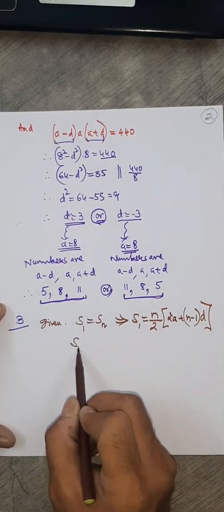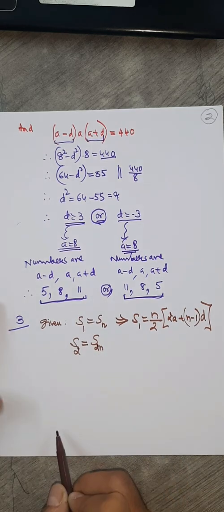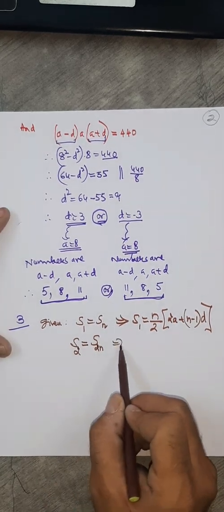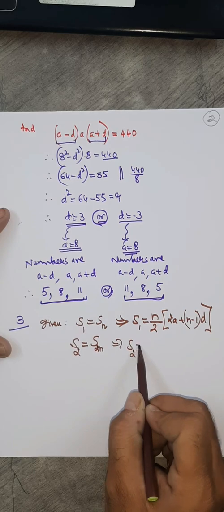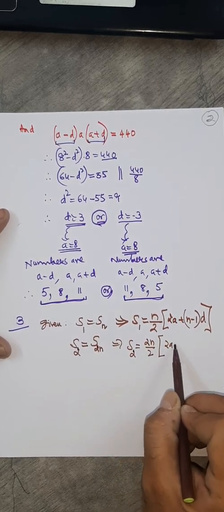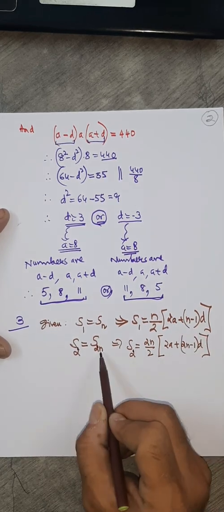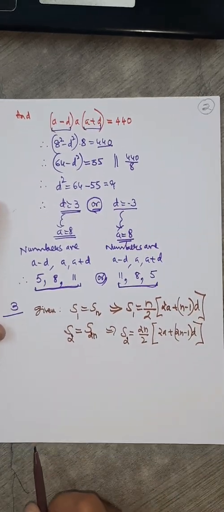Fine. What is S2? That is the sum of how many numbers? 2n numbers. In the question itself it is given. So what is S2 here? That is 2n by 2 into 2a plus (2n minus 1) into d. Sum of the 2n terms of an AP.